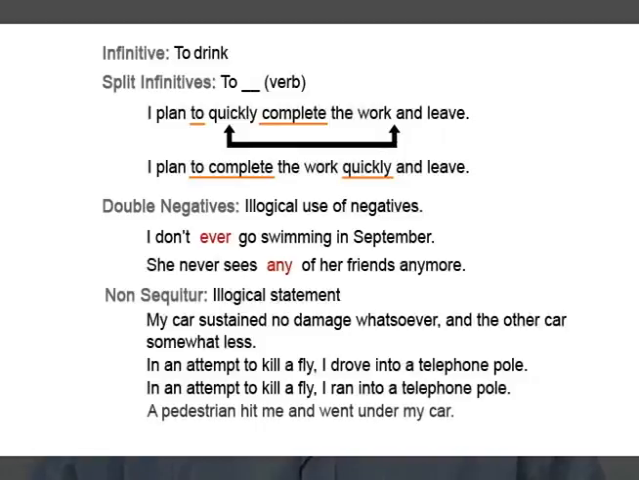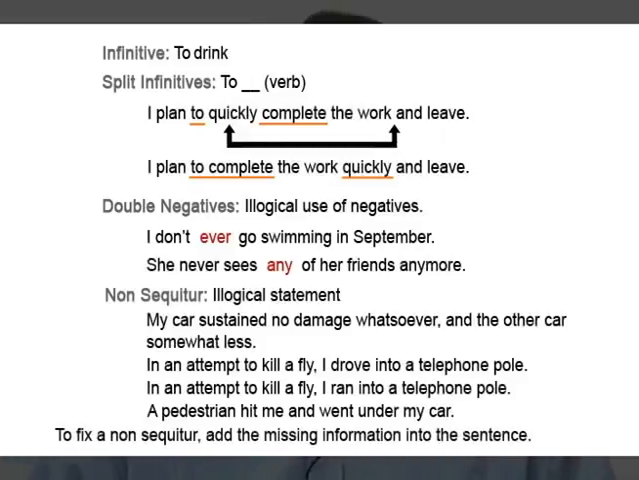And the last one: a pedestrian hit me and went under my car. Sounds like the pedestrian went up, smacked somebody, and then ran into the person's car and hid from them. Well, obviously we know that's not what happened. If we have the context of this as a police report and it's an accident scene, we know what really happened. But a non sequitur is something that doesn't follow. Look out for those in your writing, and also look out for them on the test. The way you fix them is to add the missing information.